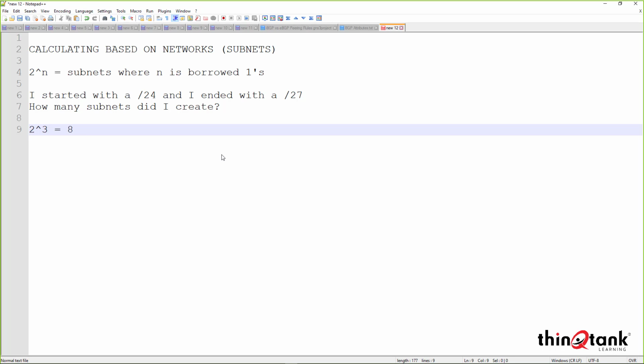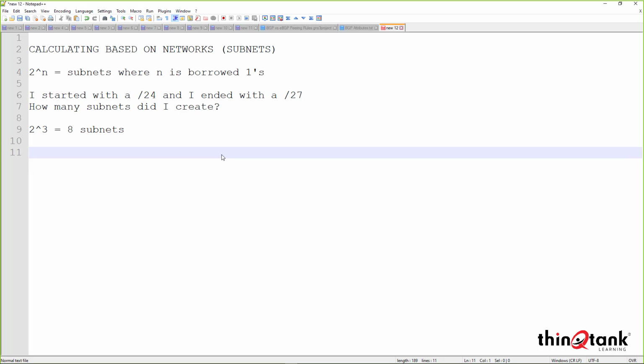8? Yes? No? 8 subnets. All right. We don't know what the subnets are. I don't know how large they are. I don't know how many hosts there are. I just know that I created 8. I mean, I do know, I could calculate those numbers, but that's not what we're doing right now.